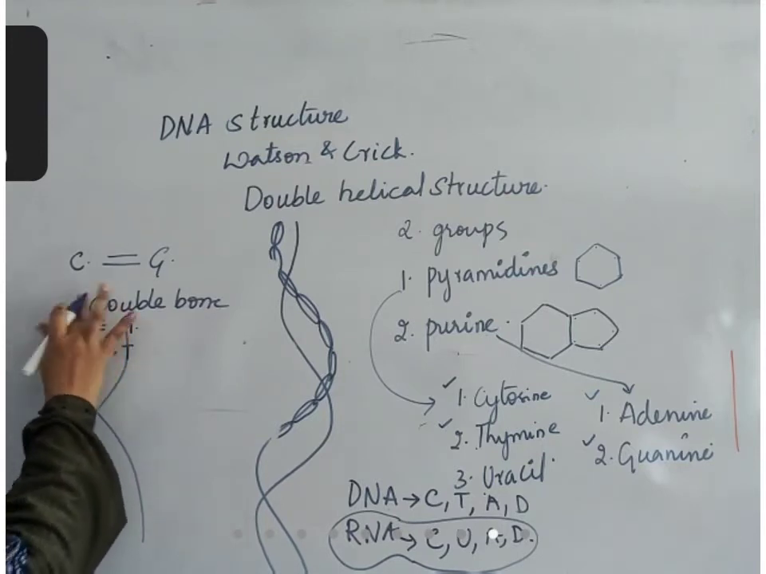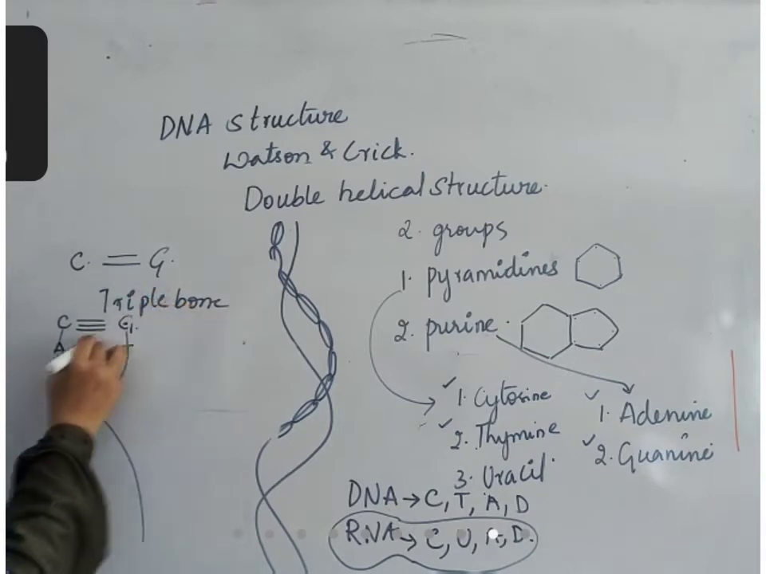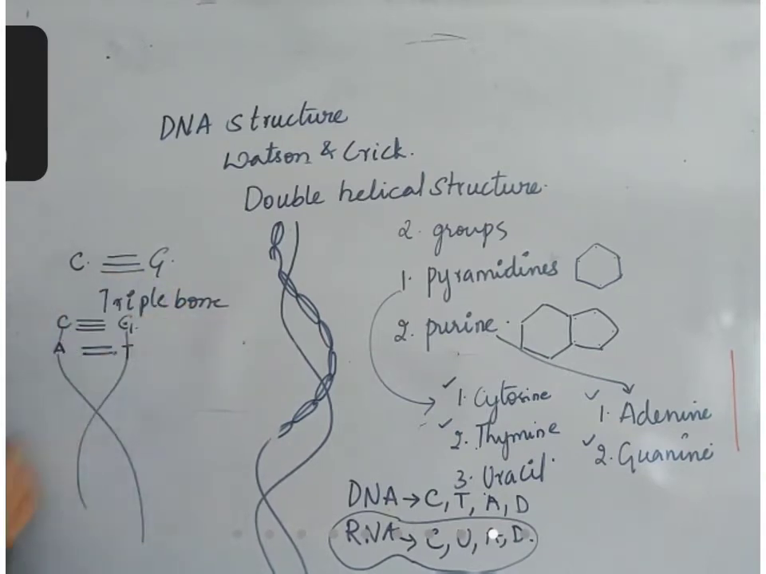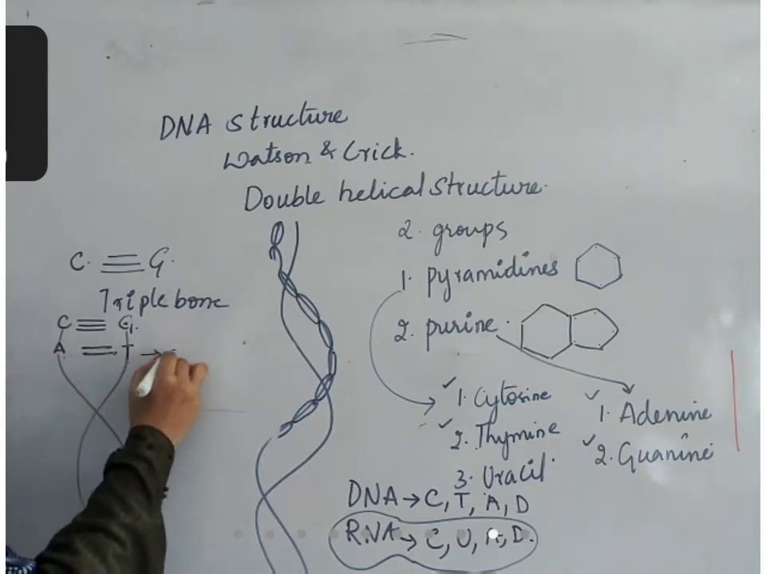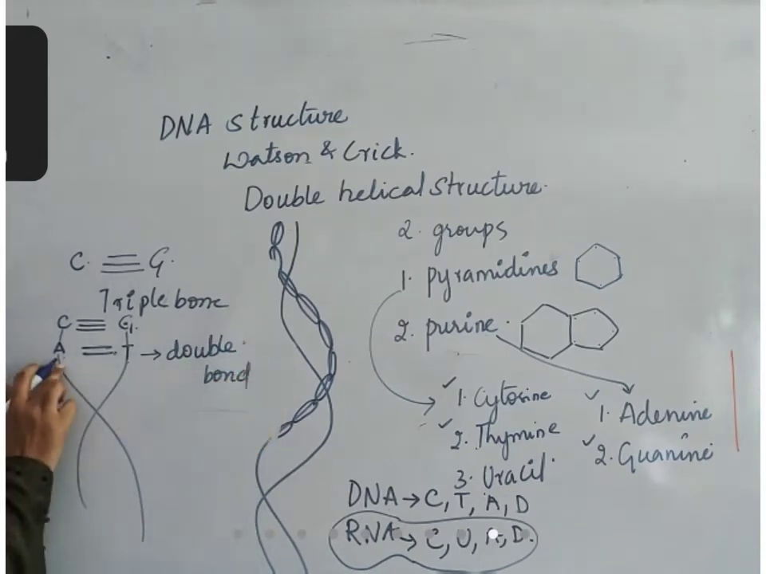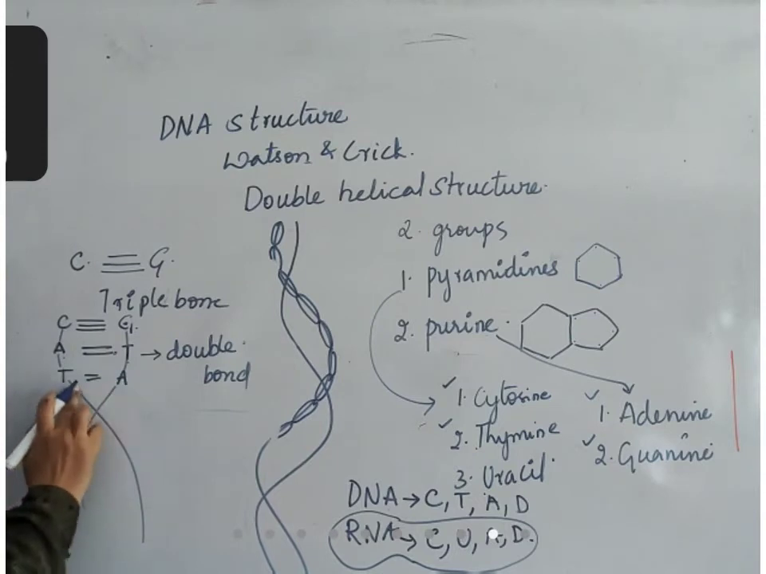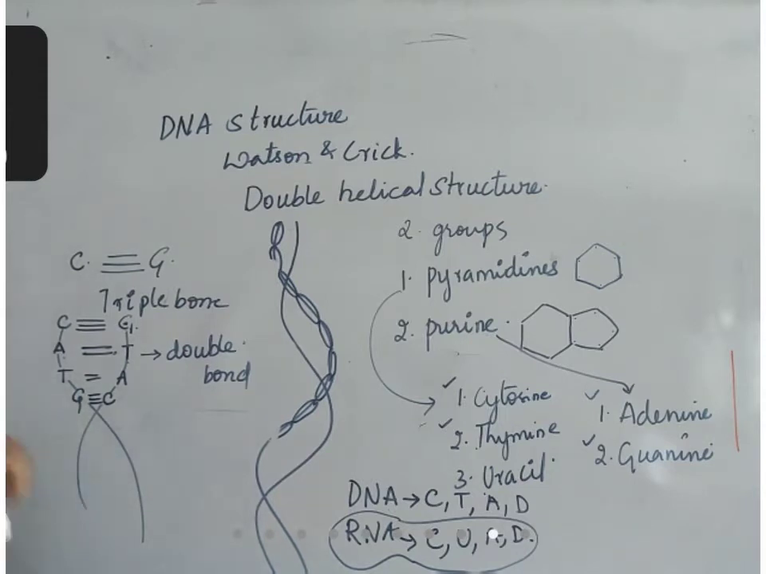Sorry, here it is a triple bond. Small correction, children. Here it is a triple bond, here it is a double bond. Cytosine and guanine are connected by a triple bond. Adenine and thymine are connected by double bonds. If here thymine is present, definitely here adenine should be present. If here guanine is present, definitely here cytosine will be present. So these are complementary nucleotides opposite to each other.